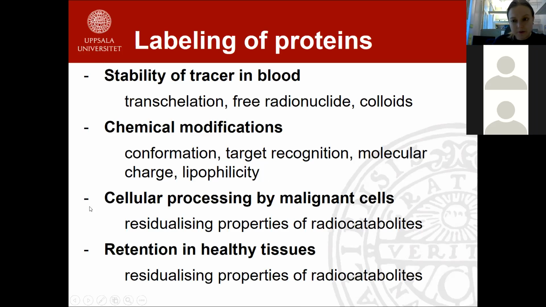There is a third characteristic, which is cellular processing by cancer cells of your radiolabeled protein, and it's determined by the residualizing properties of catabolites. Maybe you remember a couple slides before I said that residualizing labels are radiometals and non-residualizing labels are halogens. So later on, we will look at the cellular processing and these characteristics. And there is another parameter, which is retention in healthy tissues. Once again, it is determined by the residualizing properties.